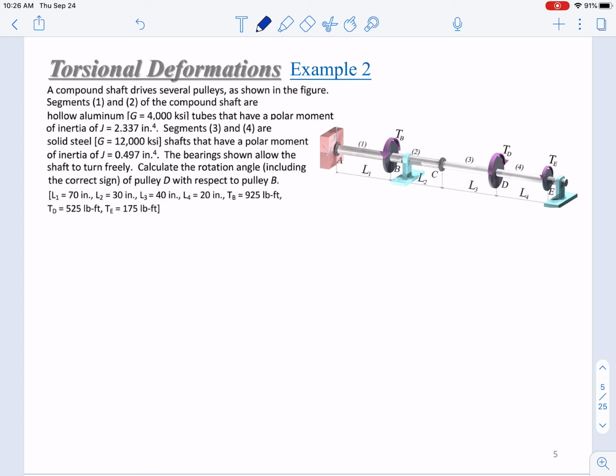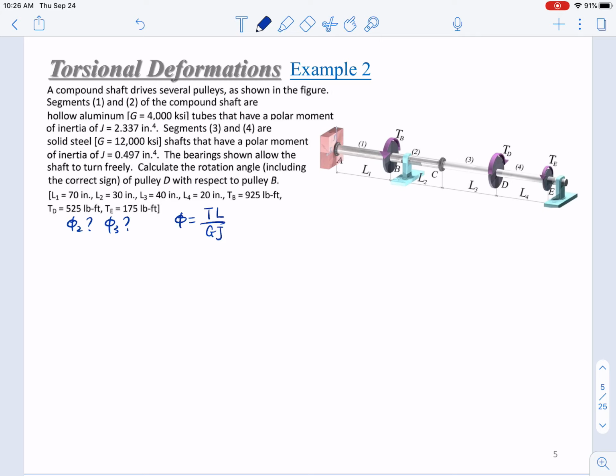Okay, let's solve it together. As we just analyzed, the key is to find phi 2 and phi 3, then add them together. To calculate each phi, we just need TL over GJ. G and J have been given, L is known, so we just need to find the internal torques in these 2 segments.